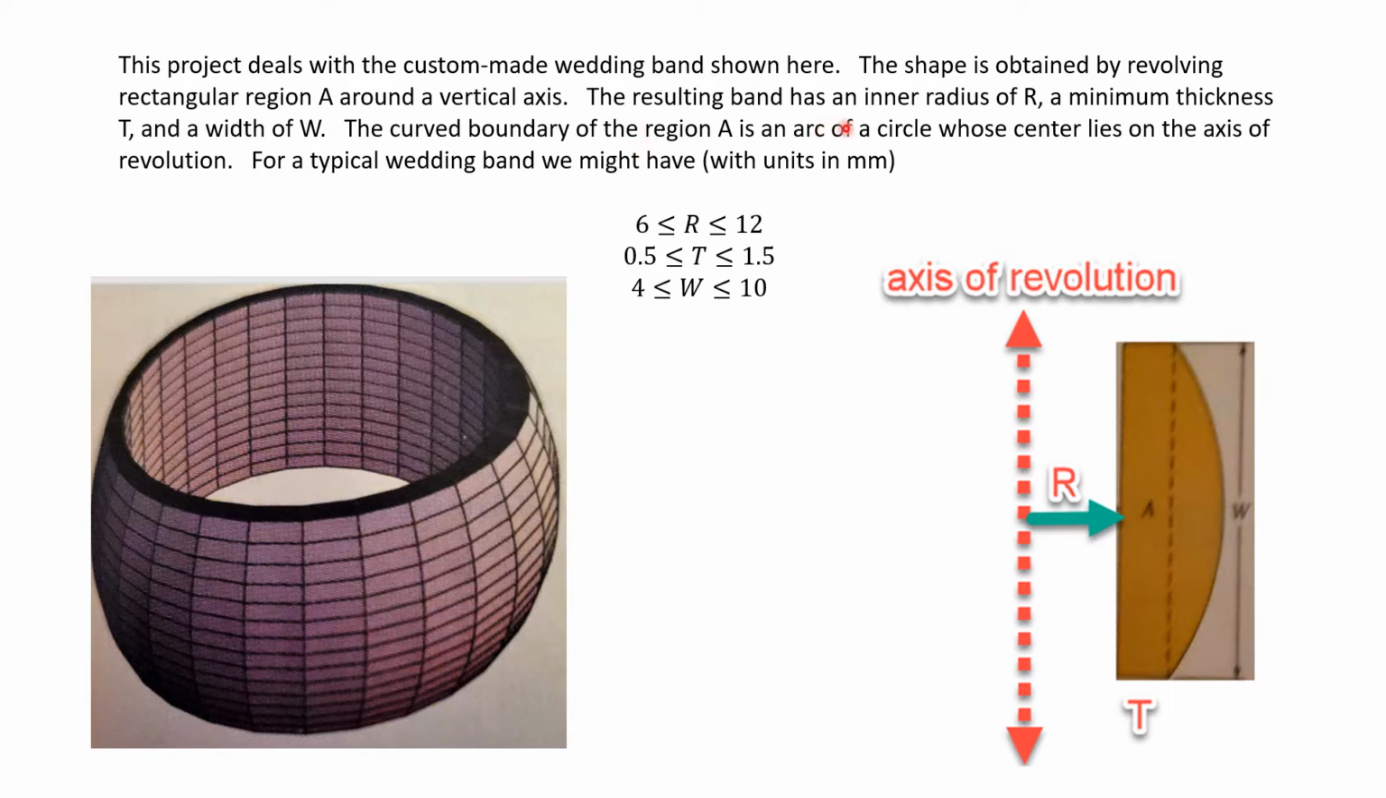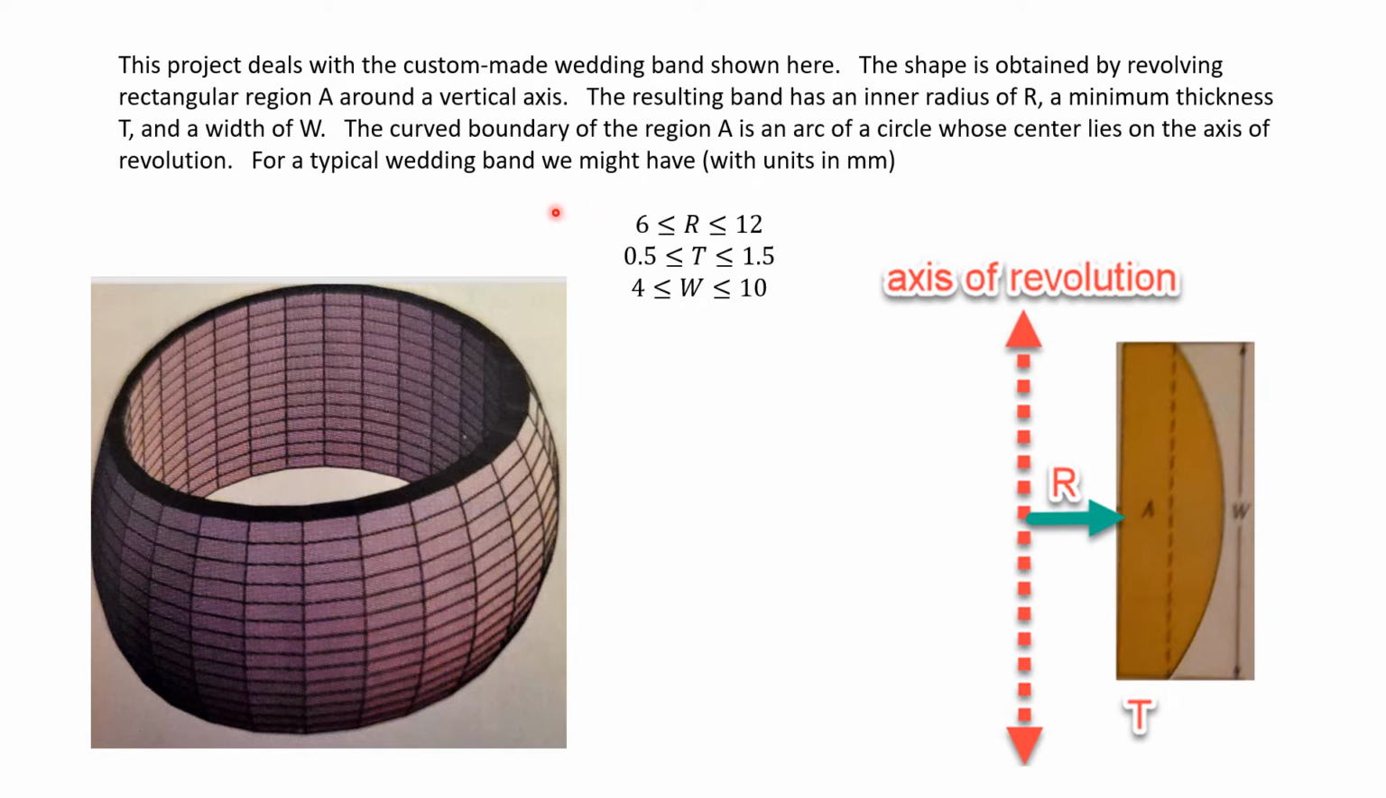The resulting band has an inner radius of r. That means that this distance from here to this boundary is r. A minimum thickness of t. So the thickness is here. It's from here to here is t. And the curved boundary of the region A, this part, is the arc of a circle whose center lies on the axis of revolution. So the center of the circle lies on the axis of revolution here.